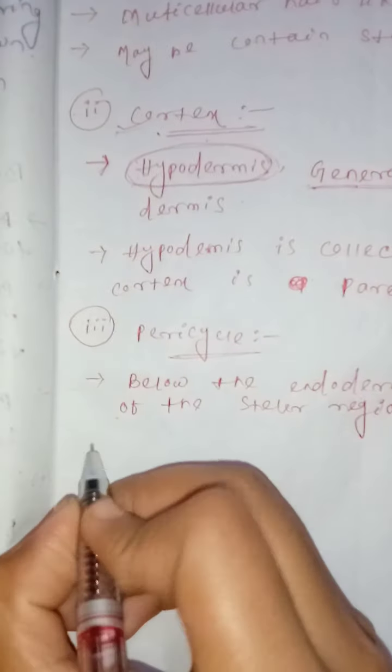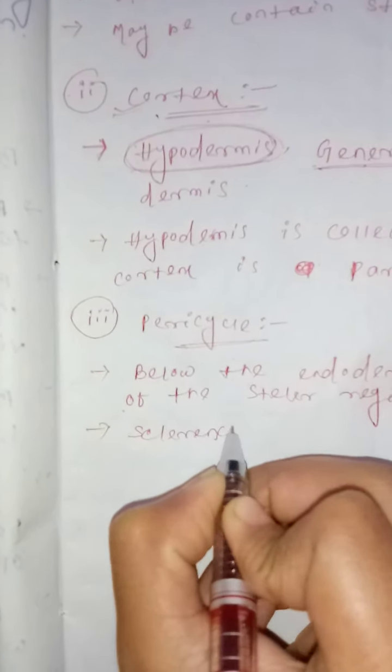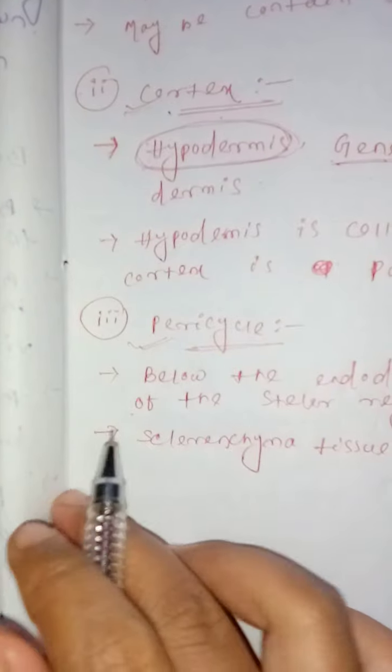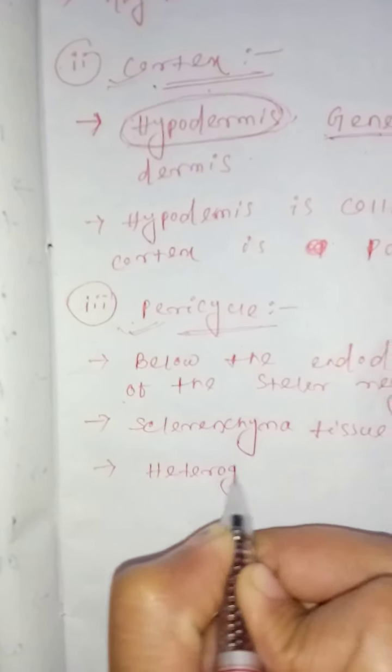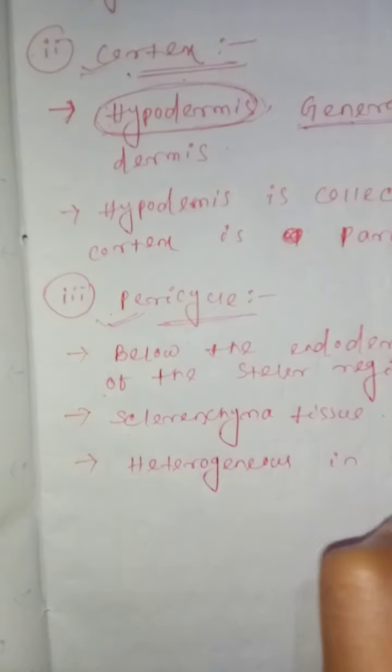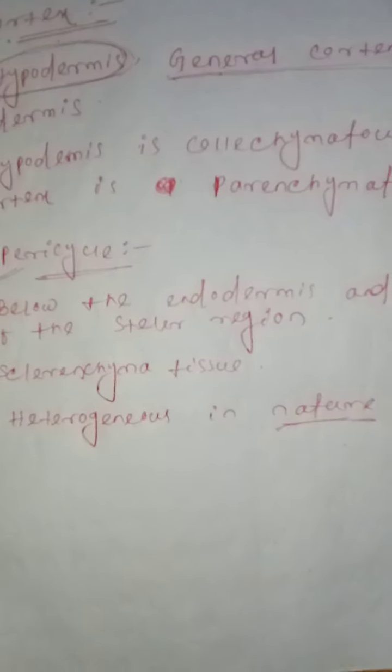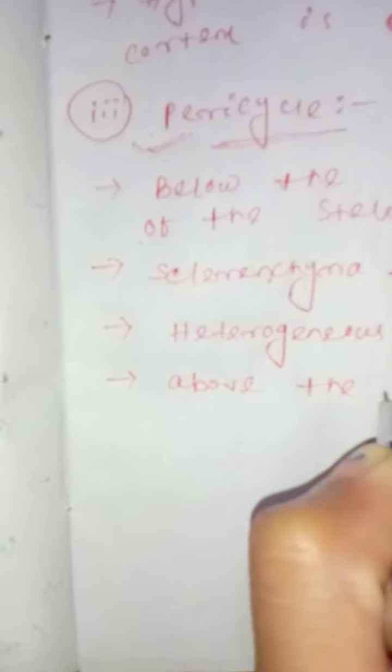Pericycle may contain sclerenchyma tissue, and pericycle is heterogeneous in nature. Pericycle is also present above the vascular bundles.